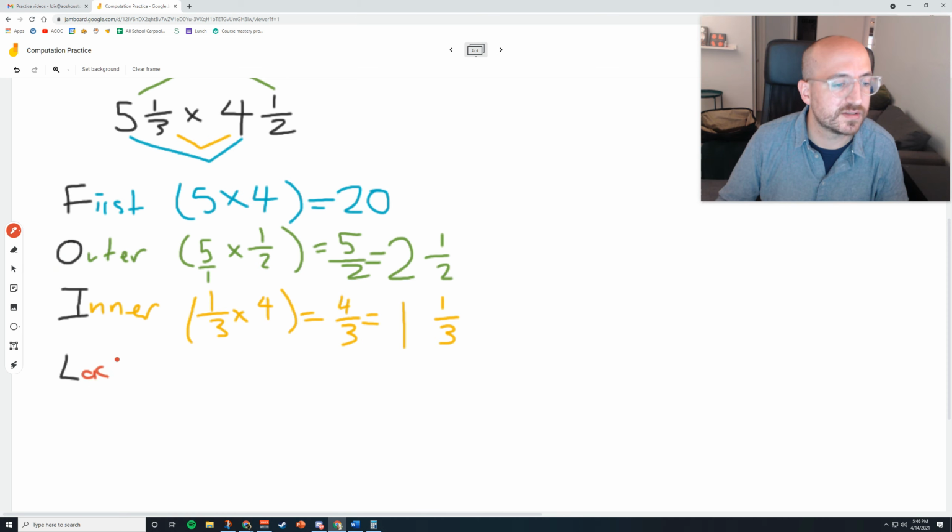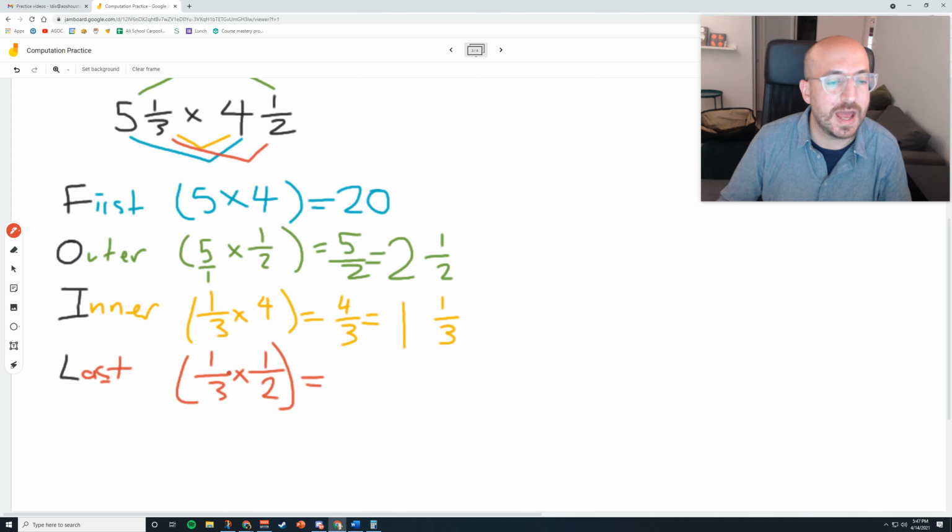And L stands for last. You'll use this in algebra. Laster? What am I doing? Okay. It's been a long day. The last are just the fractions. 1/3 times 1/2, or a half of a third. Half of a third, or 1/3 times 1/2 is 1/6.